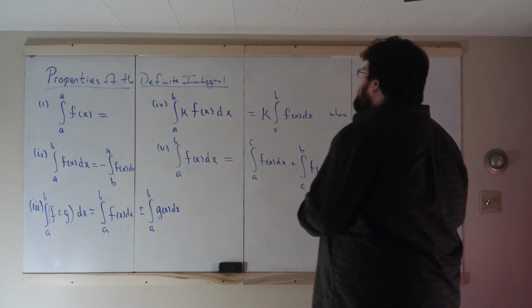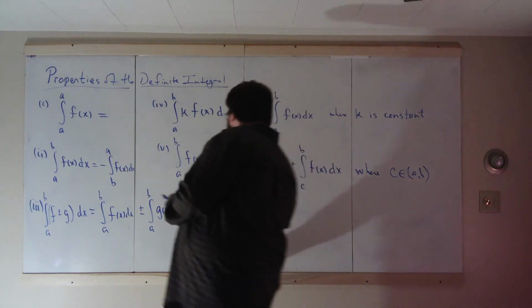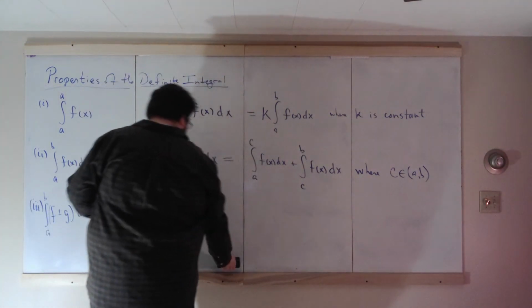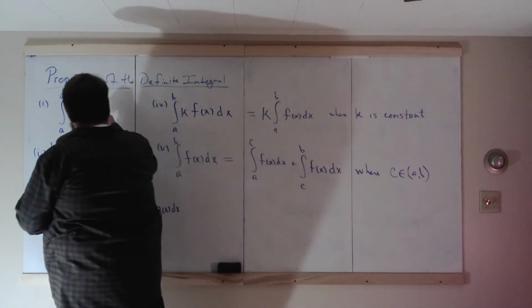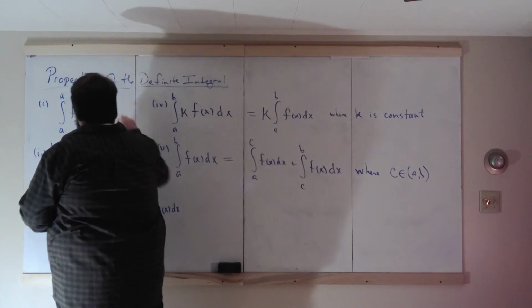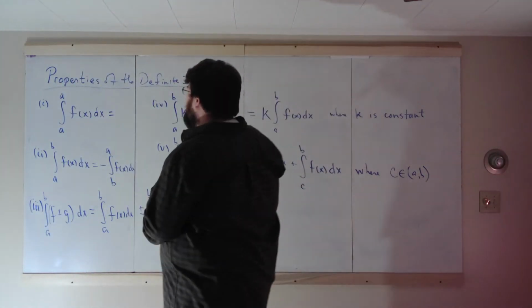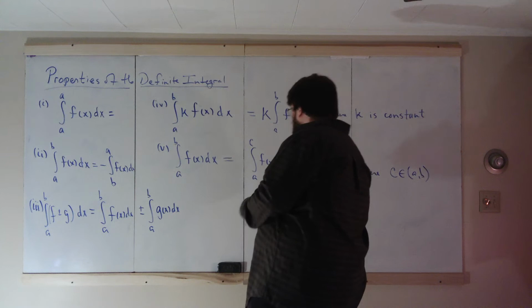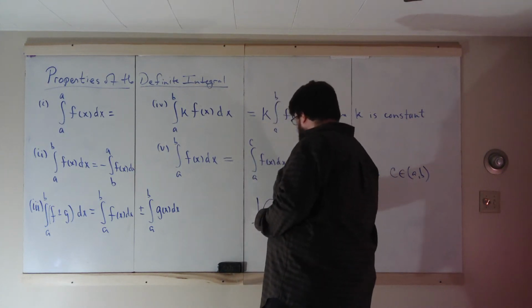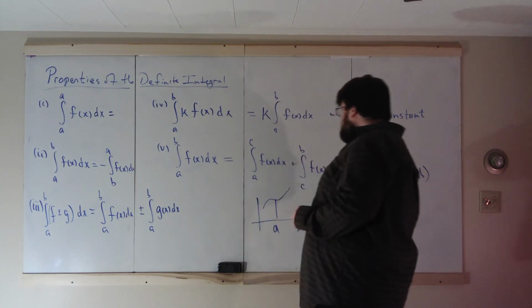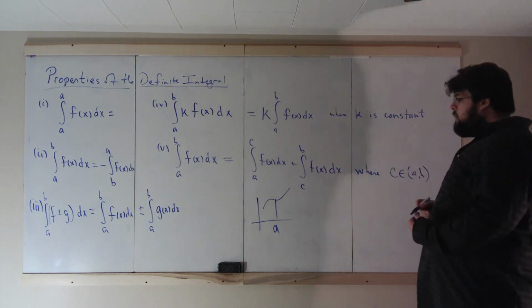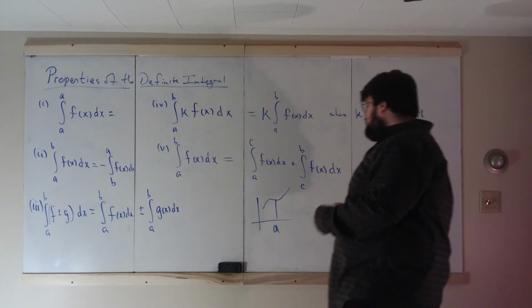First, the integral from a to a, that's incorrect, it should say f of x dx. From a to a. Well, what does that mean, from a to a? Well, from a to a will just look like that. Area of a line would be 0.